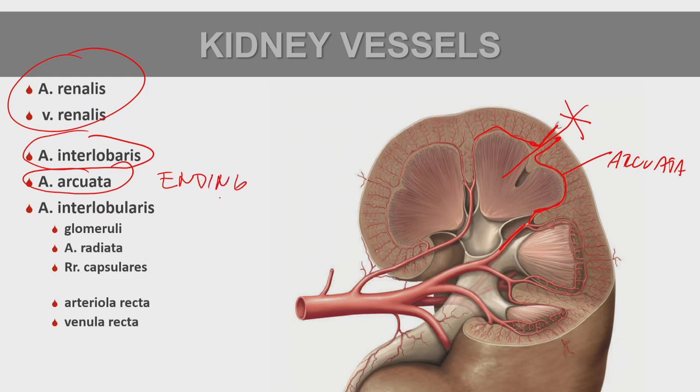This arcuate artery then has lobular arteries. You can see here those lobular arteries. On those lobular arteries are glomeruli, but also finally you can see some capsular arteries, but also there are so-called radiate arteries, which are radiating in the kidney cortex. The second arterial system is then going into the medulla, and those medullary vessels are called recta.